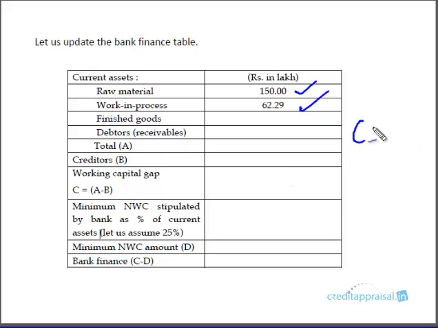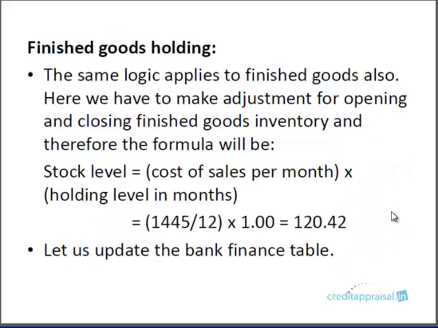Finished goods, again same concept. So instead of cost of production, we are going to take cost of sales. Cost of sales by 12 into whatever is the holding level. Okay, so let us do that.